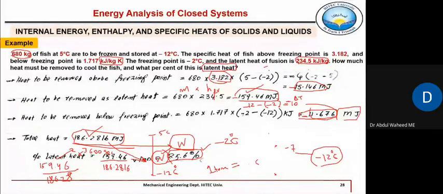So now you can imagine, from 5 to minus 12 degrees Celsius, there is this latent heat at minus 2 degrees Celsius. If you neglect this heat and only use MCP delta T, your answer will be hugely wrong. 85% of the heat was neglected. So latent heat is not at all negligible. Okay, any questions from this problem?